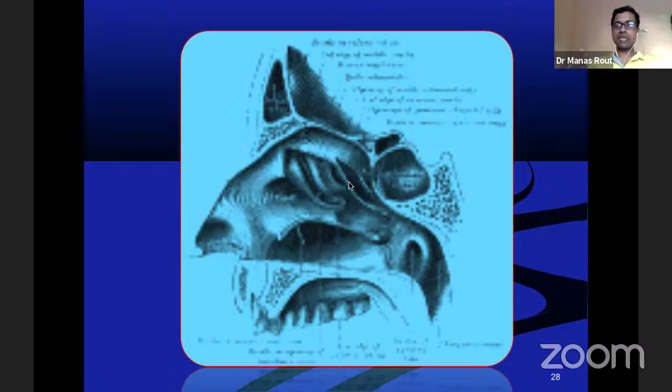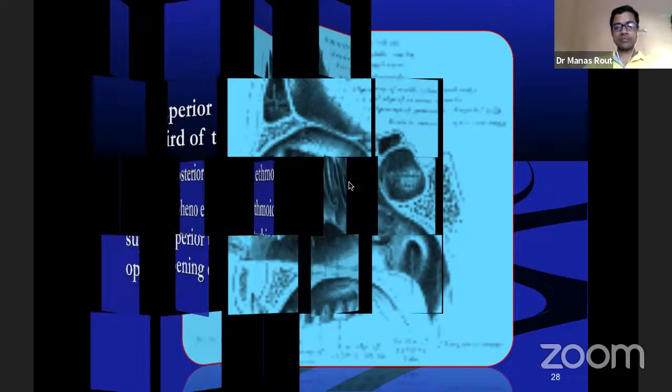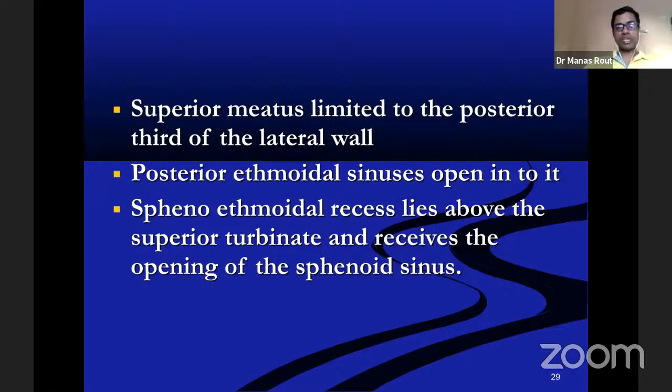Anterior ethmoidal air cells will be smaller and more in number. Okay. Now let's see about the superior meatus. Again, the superior meatus is found under the cover of the superior turbinate. Once you remove this, you'll be able to see the superior meatus. The superior meatus is limited to the posterior third of the nasal wall. You have seen the superior meatus is the smallest, very small, found superiorly.